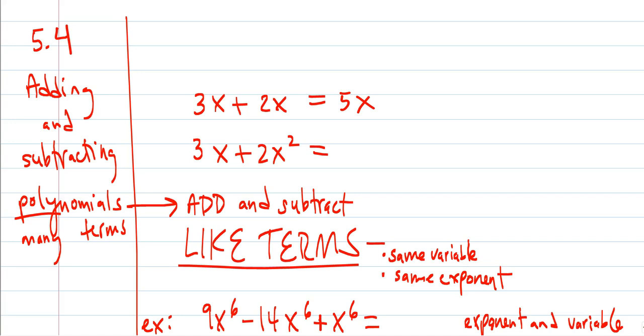The issue here is that this 3x is just a 3 and an x, and the 2x squared is a 2 and 2 x's. So they're not really the same because they don't have the same exponent. Technically, they do have the same variable, which is important, but they also need to have the same exponent. So 3x plus 2x squared, we would say, is already simplified.